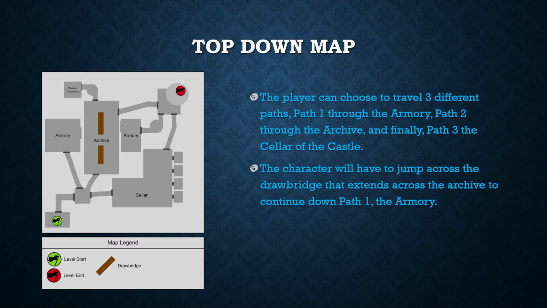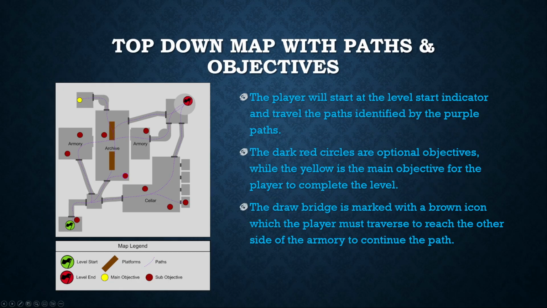Next, we'll look at the top-down map. This shows the start and finish of the level, and it shows the different areas that the player can go. The player can choose to travel 3 different paths. Path 1, the armory; path 2, the archives; and finally path 3, the cellars of the castle. The player will have to jump across the drawbridge that extends across the archive to continue down path 1, the armory.